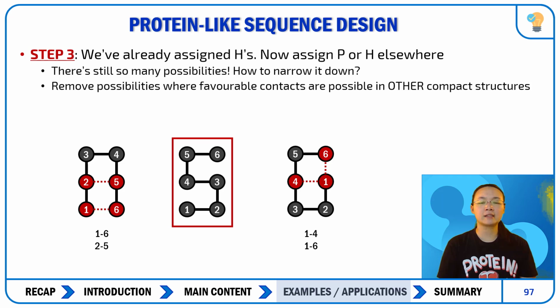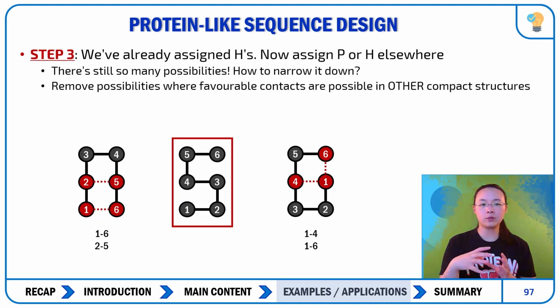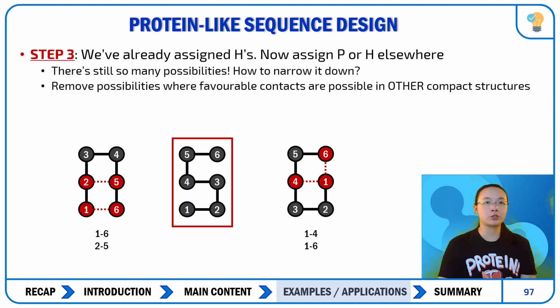So what did this tell us? This tells us that there's a lot of possibilities and we have to narrow them down. So it would be really annoying for us to draw all 64 possibilities. We've already narrowed it down so that we have to force at least one hydrophobic contact within the molecule. Now we have to look elsewhere. We know that we have 3 separate shapes. We can actually remove the possibilities where favorable contacts are possible in other compact structures.